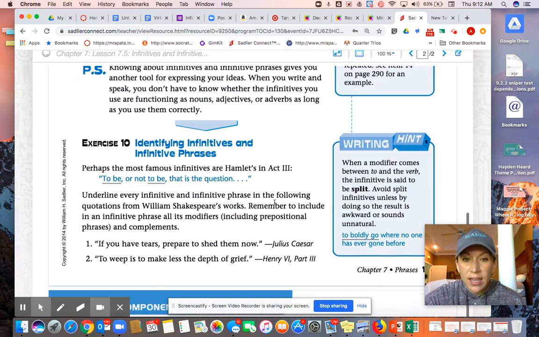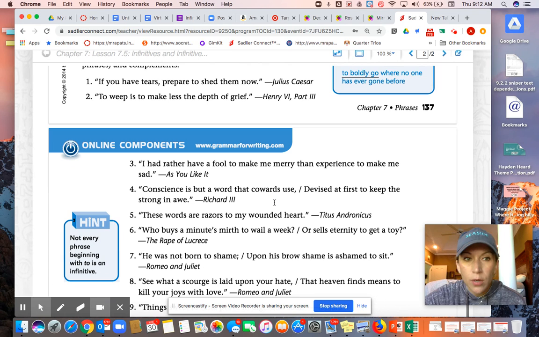Now, this is the exercise that you're supposed to do. So I'm going to go over 1 and 2 with you right now just to make sure that you understand. I'm actually going to go over 1, 2, and 5 with you. Okay. Number 1, it says, "If you have tears, prepare to shed them now." So take a second and find the infinitive in that sentence.